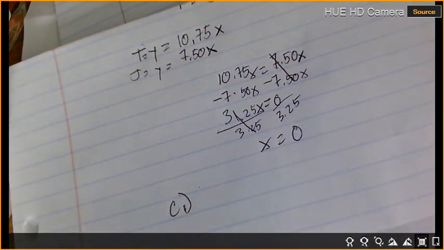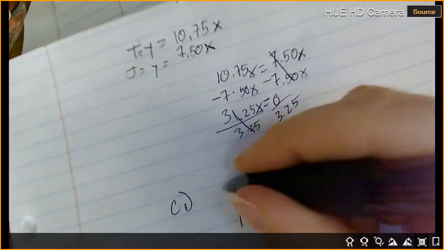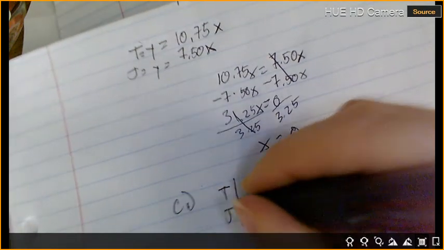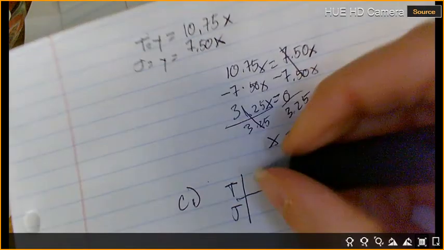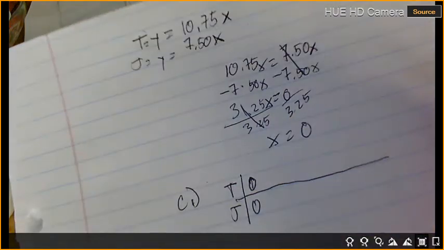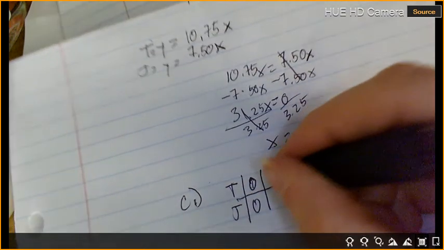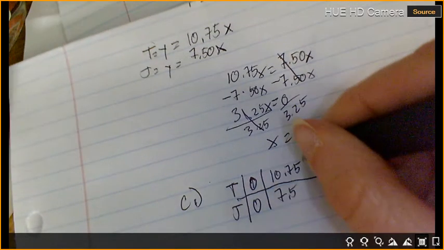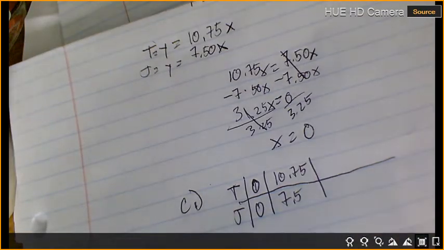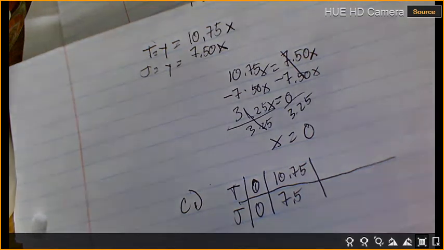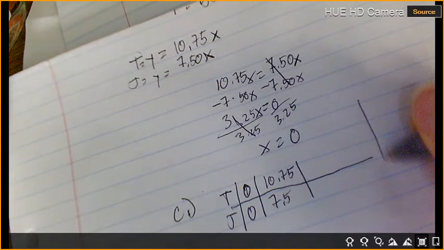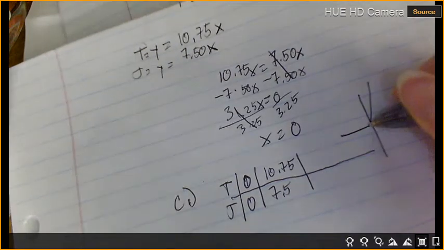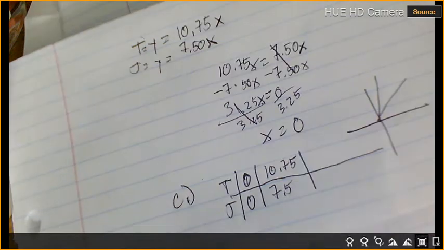What patterns of change would you expect to see in a table of values of each of these equations? This is Tanya's table and this is Jamel's table. After 0 hours, they're both at 0. At 1 hour, Tanya's at 10.75, Jamel's at 7.5, right? And then it would just go up each hour. That's how the tables would look. How would the graphs be different? Hers is going like this, his is going like this. Hers is going faster, because she's making more money quicker.